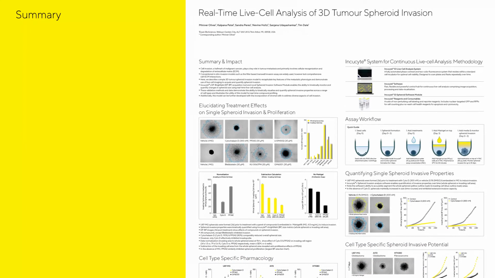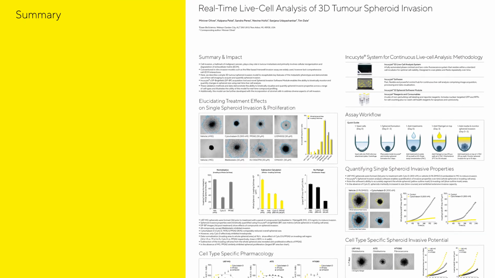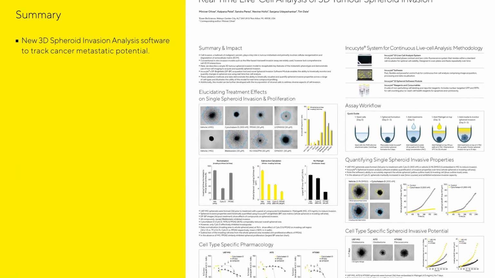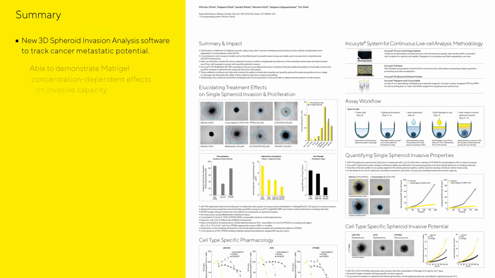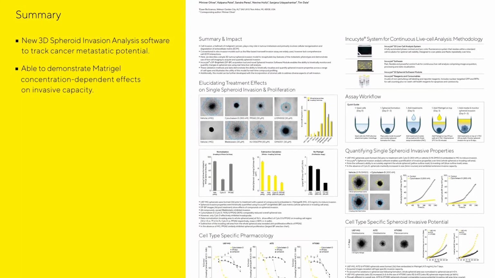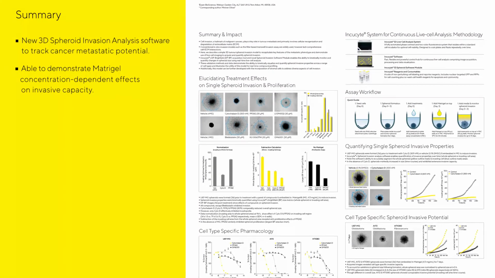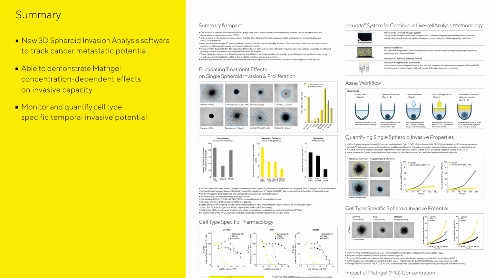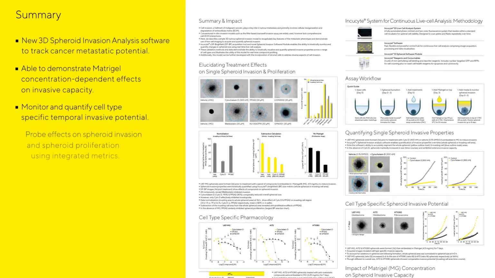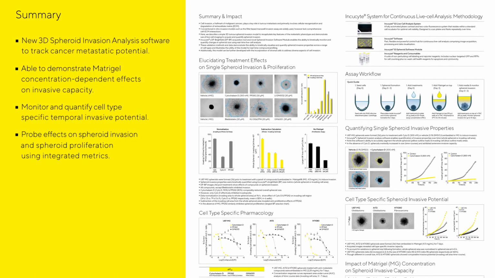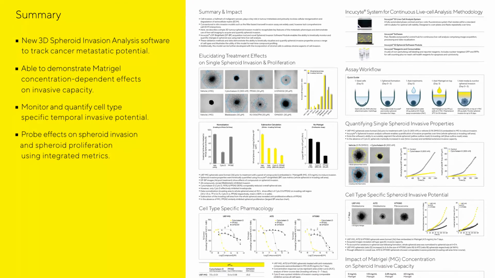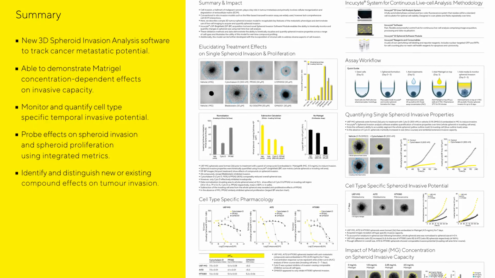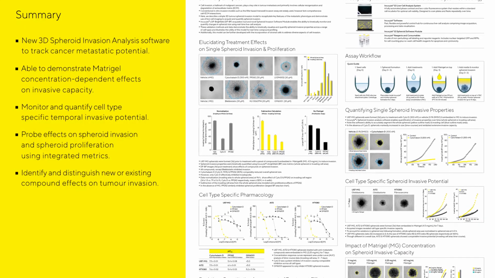This poster was really put together to help describe and show a simple 3D tumor spheroid invasion assay workflow that recapitulates key features of the metastatic phenotype. And in conjunction with real-time live cell analysis, I've been able to show that with the IncuCyte, you can not only monitor and quantify cell type-specific temporal invasive potential, this platform can also be used to probe effects on spheroid invasion and spheroid proliferation using integrated metrics, and it provides a validated method of identifying and distinguishing new and existing compound effects on tumor invasion.